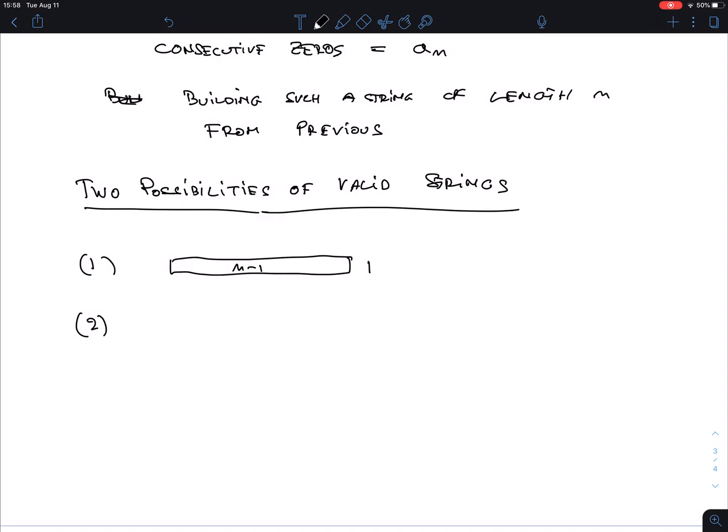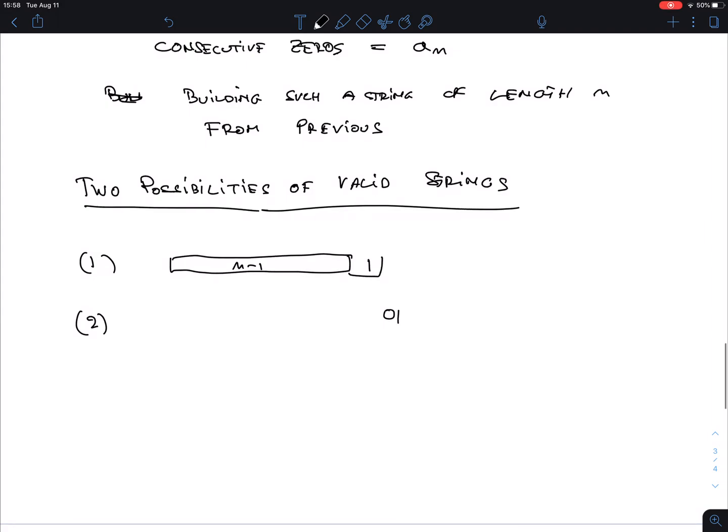But that's not all possible valid strings, because a valid string can end on a 0, right? A valid string can either end in a 1 or in a 0. It's one possibility or the other. But if it ends in a 0, what's the previous digit then? It cannot be a 0, because valid strings do not have two consecutive zeros. So this must be a 1. If it ends in a 0, the previous digit must be 1. So how many are left then? There are only n minus 2 left.